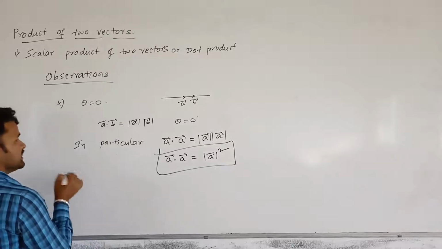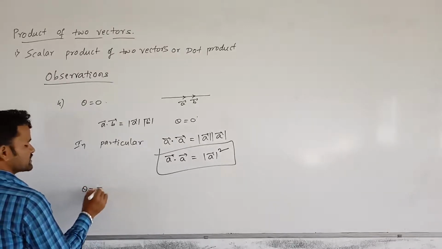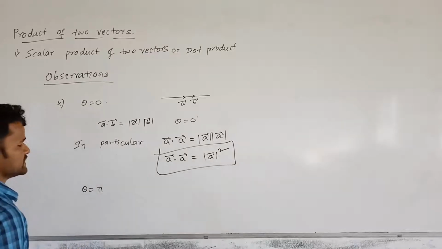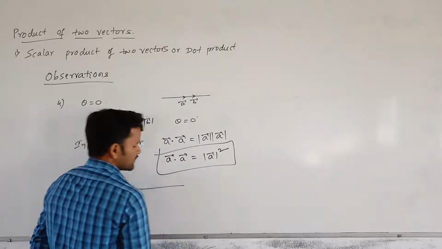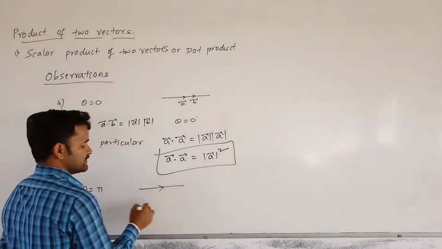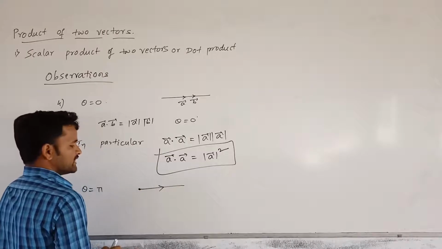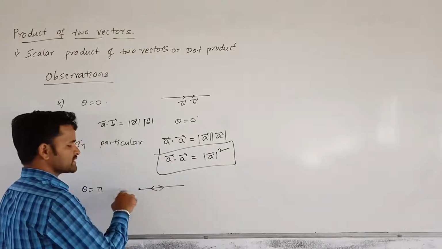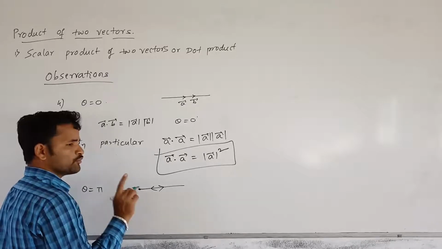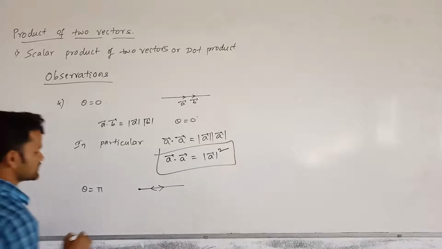And now, under this observation, I want to say one thing. Suppose theta is equal to pi, 180 degree. It means if one vector is from right to left, the other vector will be from left to right, isn't it? Because the angle between them has to be 180 degree. Theta is equal to pi. In that case, what happens?